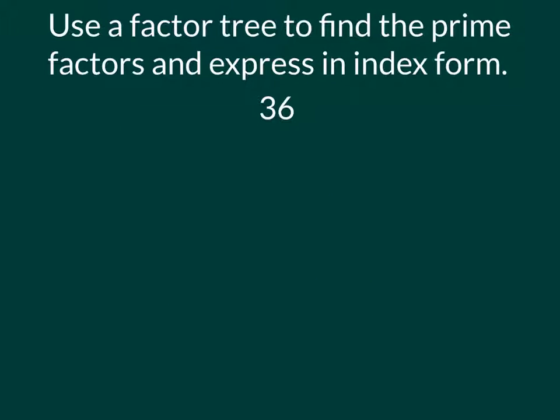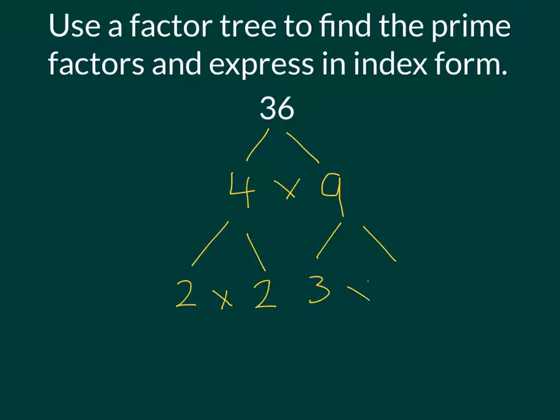Alright, this time we've got 36. Use a factor tree to find the prime factors and express in index form, and we're going to do 36. I have to write fairly small to fit this in. I'm going to use 4 times 9. You could also use 3 times 12. There's different ones that we could use. You'll still end up with the same prime factors, so it doesn't particularly matter. In this one, neither 4 nor 9 are prime. So I can do 2 times 2, and the 9 is going to be 3 times 3. So here we have all these are now prime.